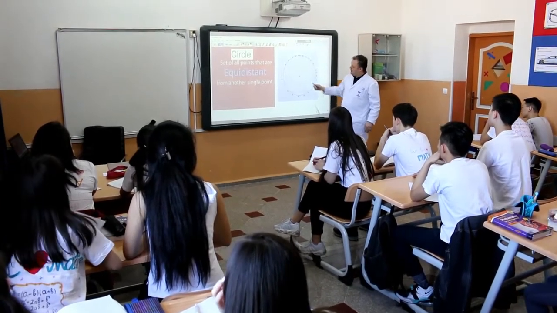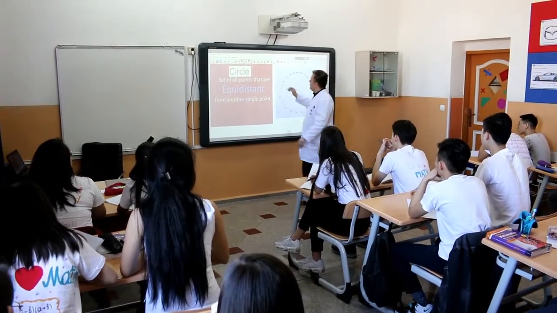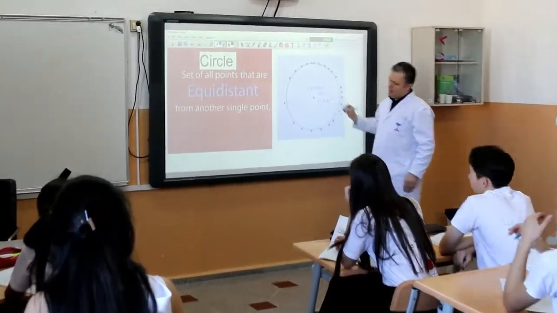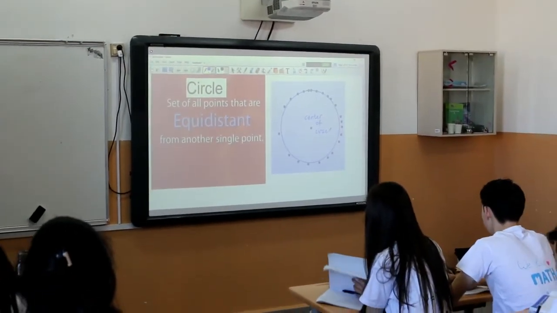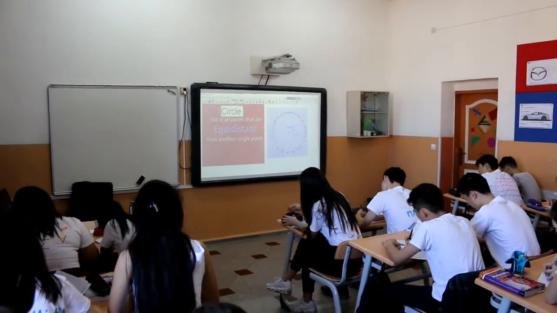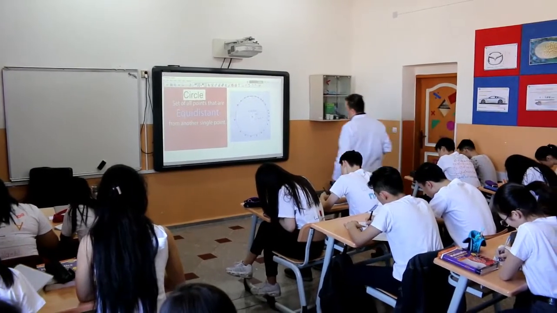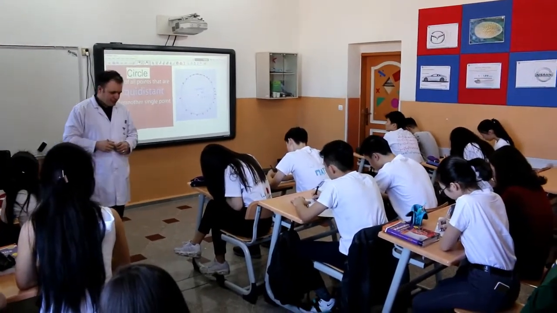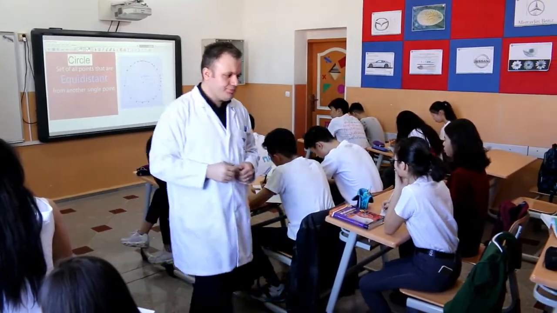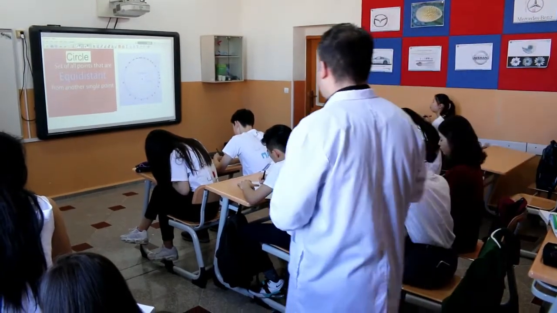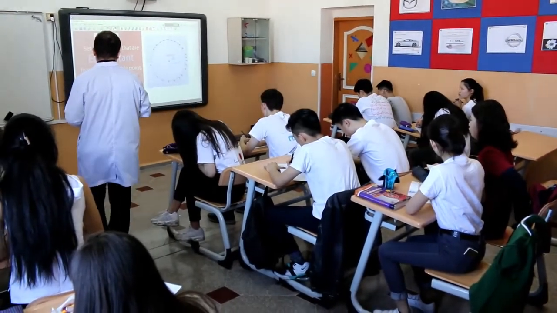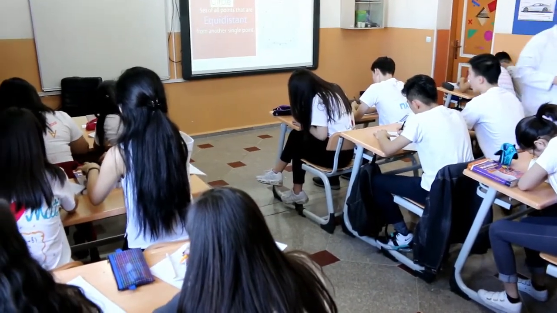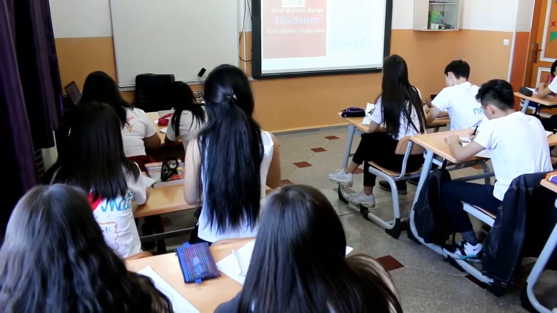This is the circle. We collect them. And what is that point? That point is called the center of the circle. Okay, write down: set of all points that are equidistant from another single point is called circle. Finish?